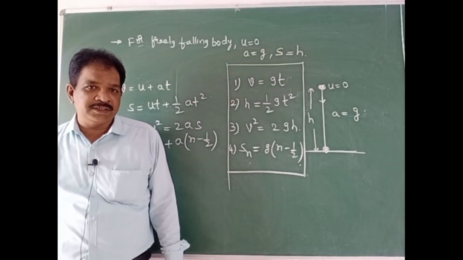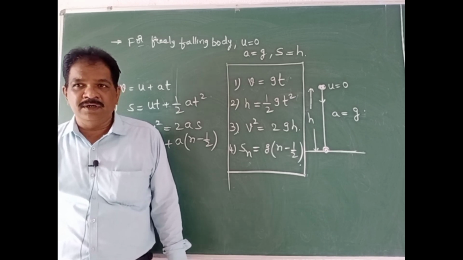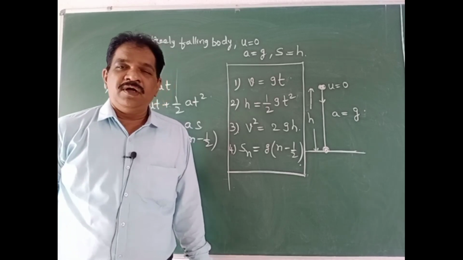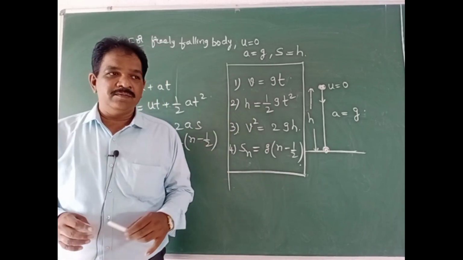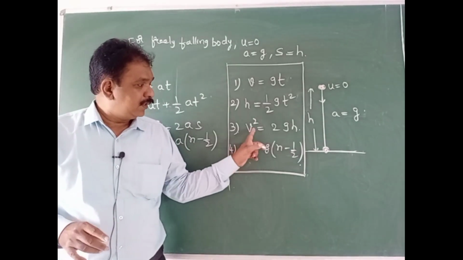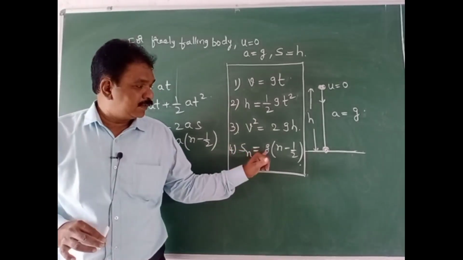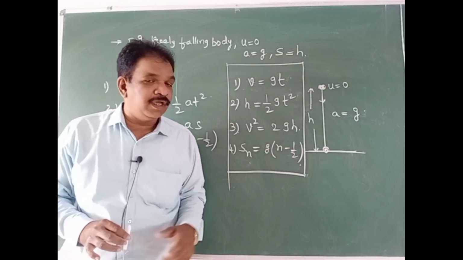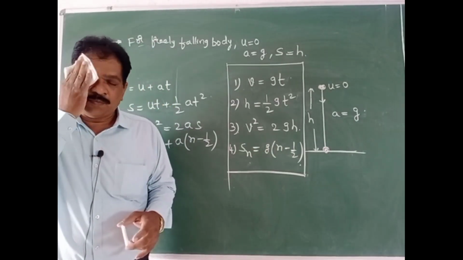Is the point clear? What are the equations of motion of a freely falling body? Means v is equal to gt, h is equal to half gt square, v square is equal to 2gh, Sn is equal to g into n minus half. These are called as the equations of motion.